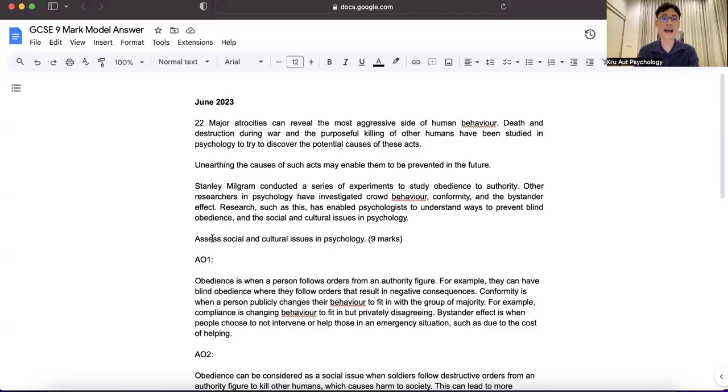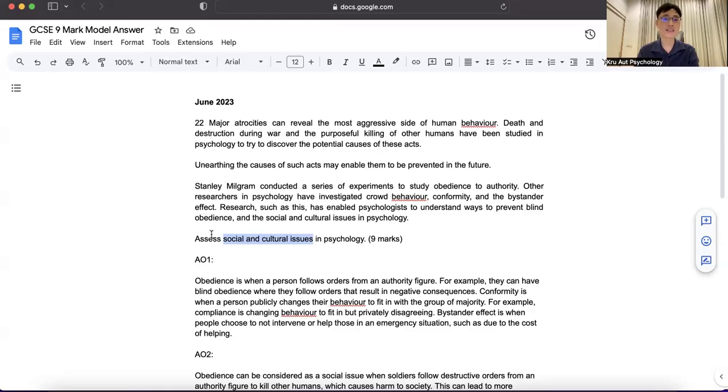I'll just show you how to answer a question on assessing social and cultural issues in psychology, which is 9 marks. So psychology students, we need to be aware of the 3 assessment objectives to begin with, that we need to understand the difference between AO1, AO2, and AO3 in addressing each of them to get the full 9 marks. So each assessment objective is 3 marks. We'll need to be discussing all of them in enough detail to get 3 out of 3.